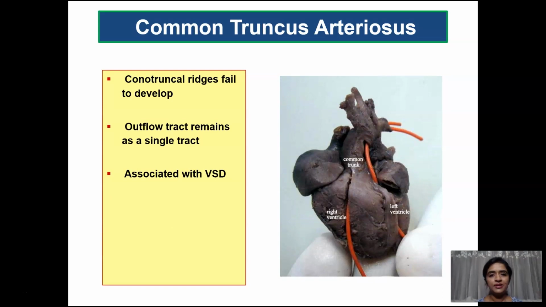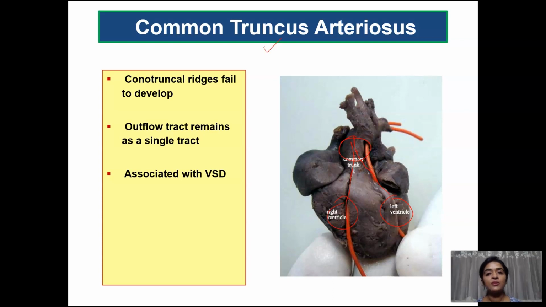Okay, so let's begin. This is actually a specimen which I got during my PG days. This is done by me as part of my thesis. So this is a condition known as common truncus arteriosus. So what do you mean by common truncus arteriosus? You can see that this is right ventricle and this is left ventricle. Okay, and these 2 probes are actually passing through a common conduit. So this common trunk is known as common truncus arteriosus.